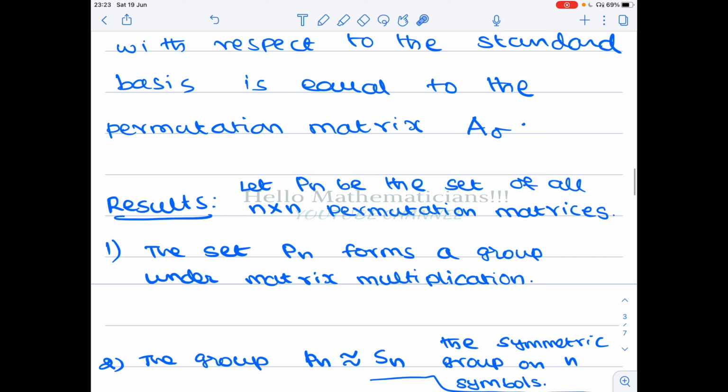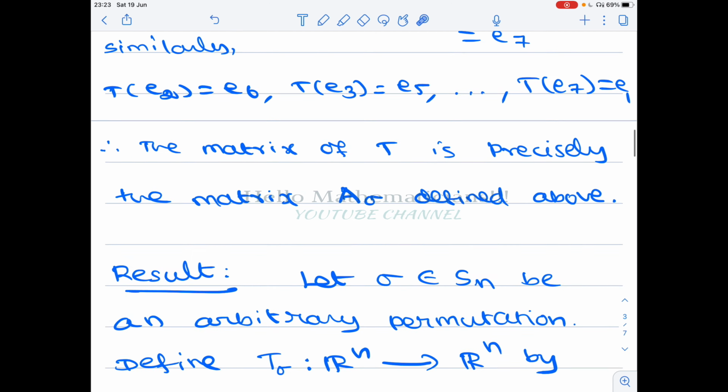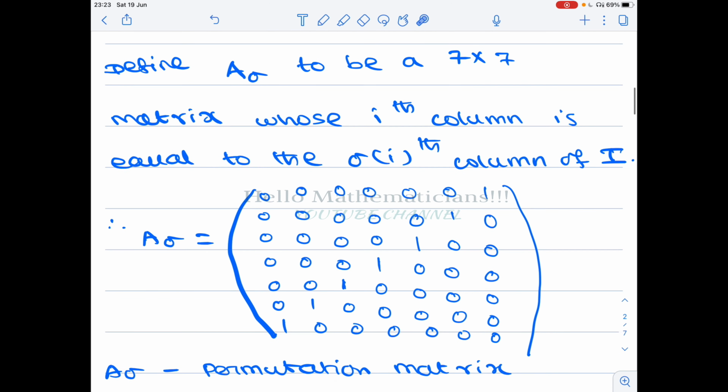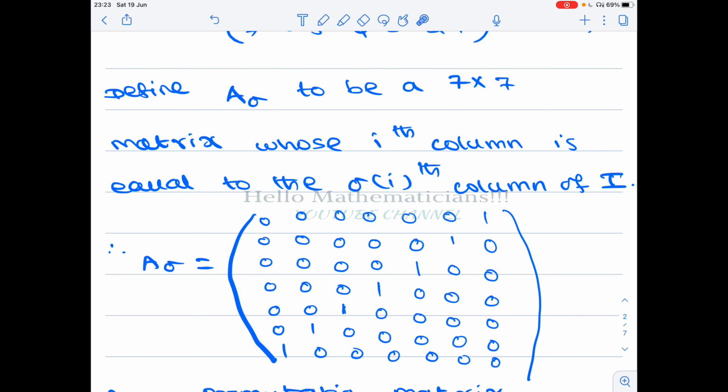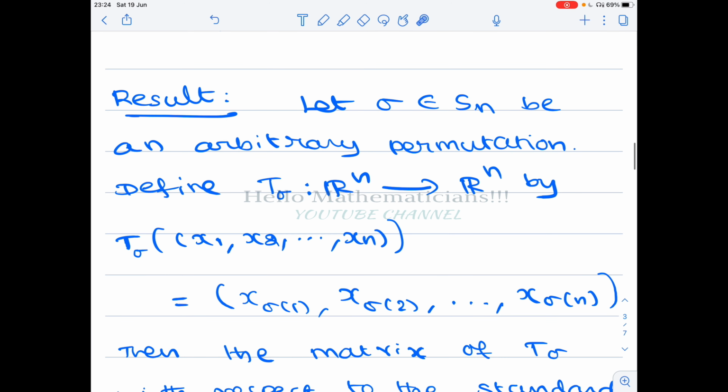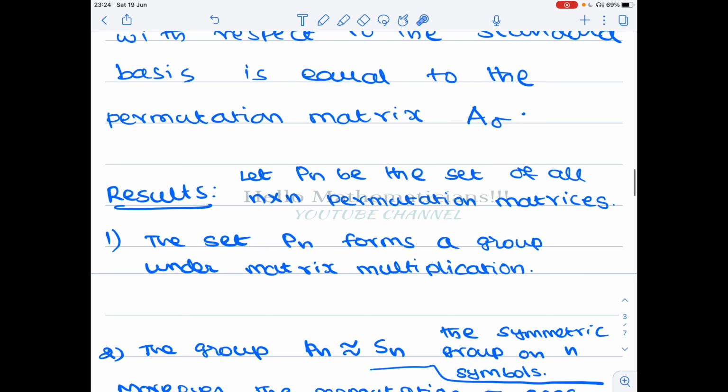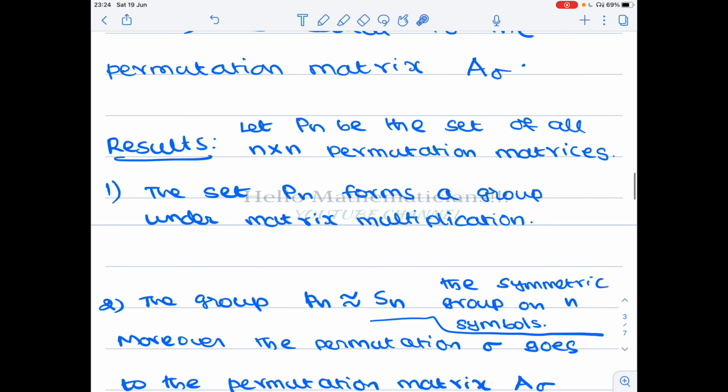Now let Pn be the set of all n by n permutation matrices. For each permutation, you know how to construct a permutation matrix, because here we constructed A sigma from sigma. So for each permutation sigma belonging to Sn, you can construct a permutation matrix. We collect all such permutation matrices, and the set is called Pn. Then the set Pn forms a group under matrix multiplication.